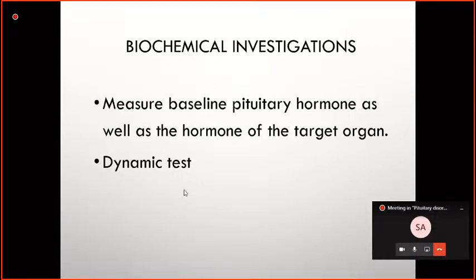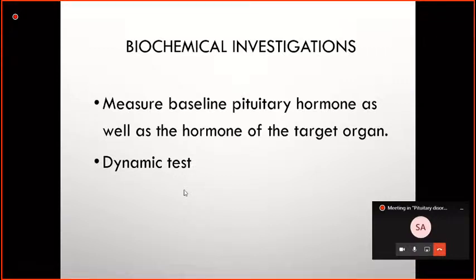So next we go to biochemical investigations. Of course, investigation involves biochemical investigations as well as imaging investigations, which is also important. But for this lecture, I want to go into more detail on biochemical investigations because it relates to your understanding of hormones. We are not going to talk much about imaging investigations. So biochemical investigations, what hormones do you want to measure?